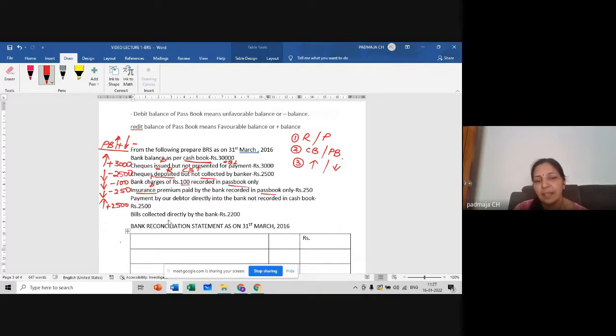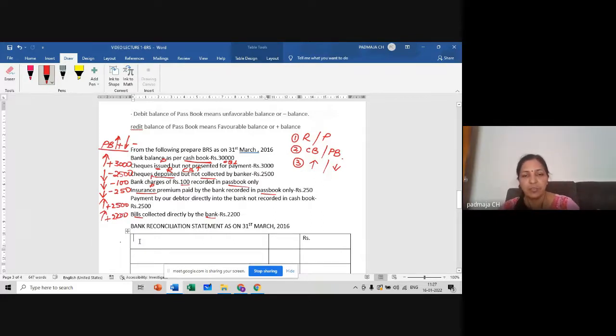Next, bills collected directly by the bank. So it's again a receipt recorded in passbook, which will increase the balance. So what we have to do? We need to add 2200 rupees. Okay, now that we have all the data available with us, let us put the same data in the format. So let us go with the data now.